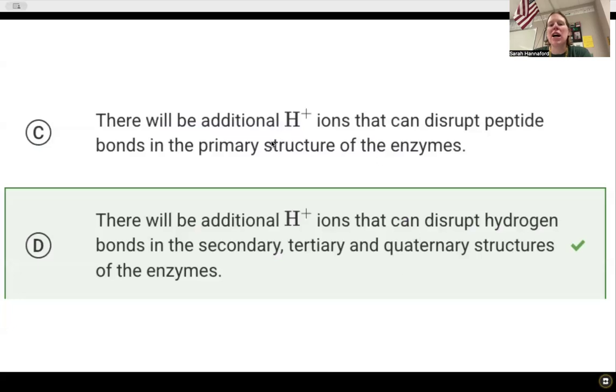Hydrogen bonds are not in the primary structure. The primary structure is peptide bonds. That's what holds those amino and carboxyl groups together, formed via dehydration. The hydrogen bonds are in the secondary, tertiary, or quaternary structures. And quaternary is just when you bring two tertiary structures together. So this question would have been that answer.